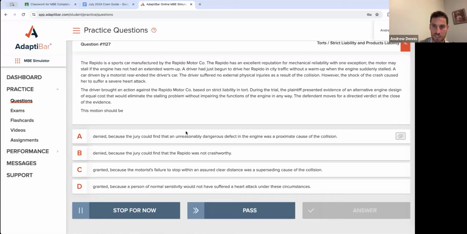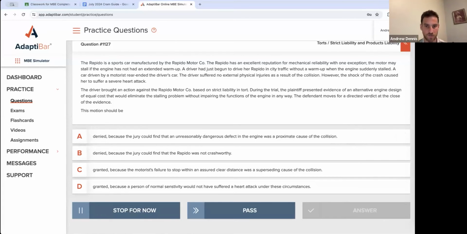During the trial, the plaintiff presented evidence of an alternative engine design of equal cost that would eliminate the stalling problem without impairing the functions of the engine in any way. The defendant moves for a directed verdict at the close of the evidence. The motion should be denied because the jury could find that an unreasonably dangerous defect in the engine was a proximate cause of the collision.